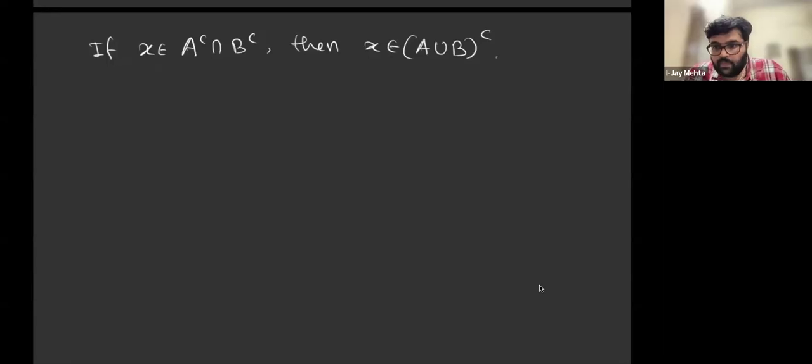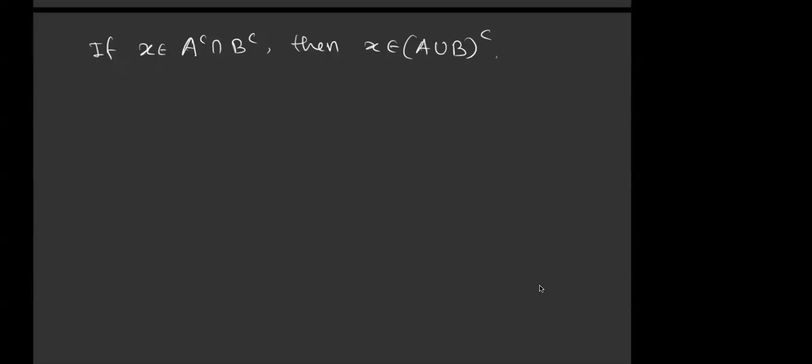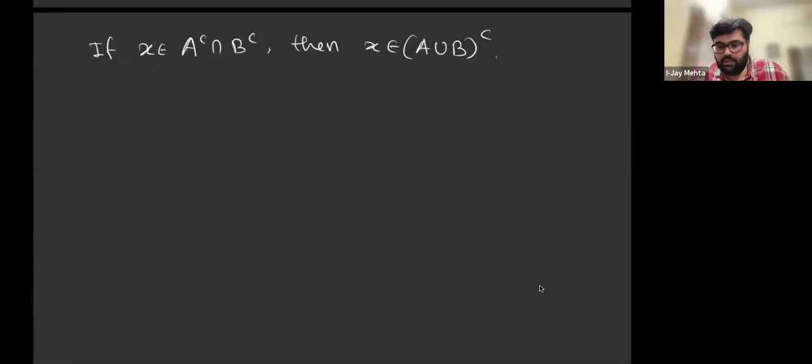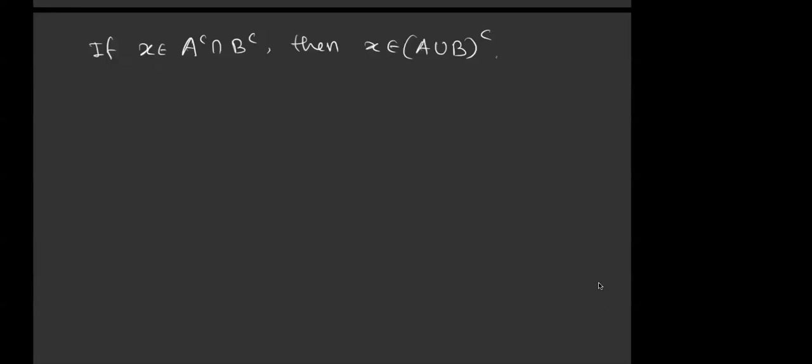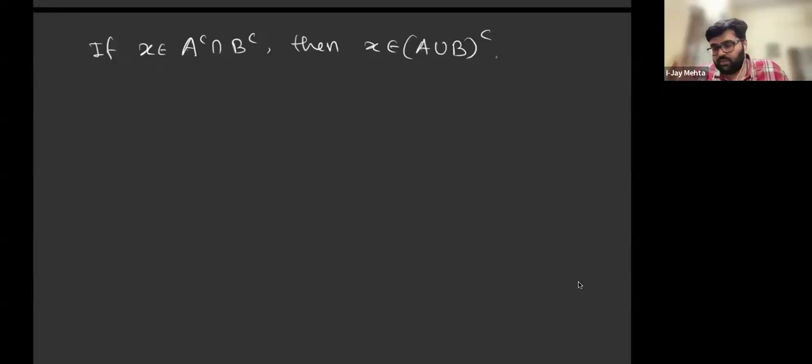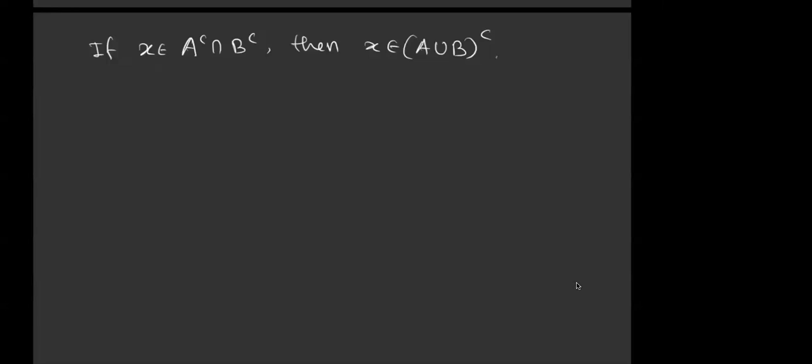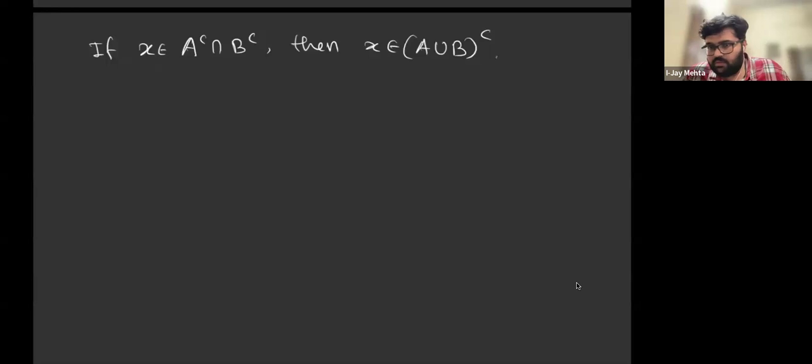Shubham, room number 7. Sir, X not belong to A intersection B. No. Okay, let's start over. Sir, X belongs to A intersection B, not belong to A intersection B complement. No, we want to show X belongs to A union B complement, right? This is where we are going.